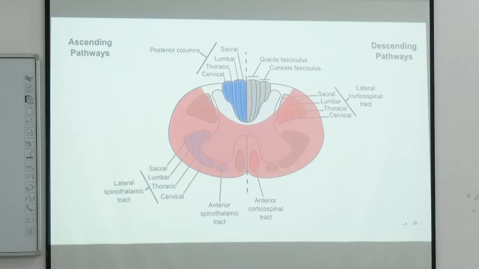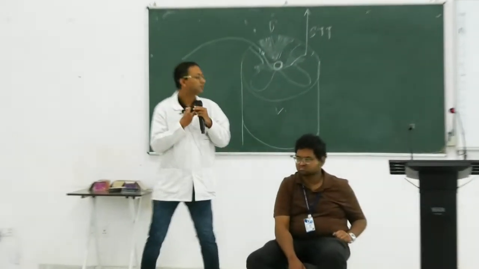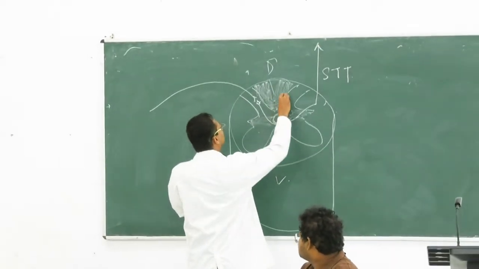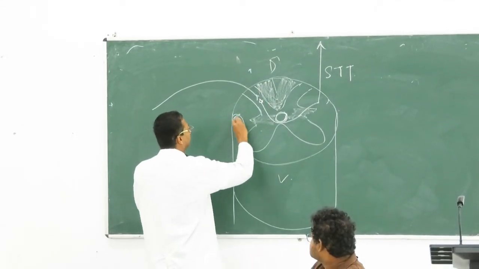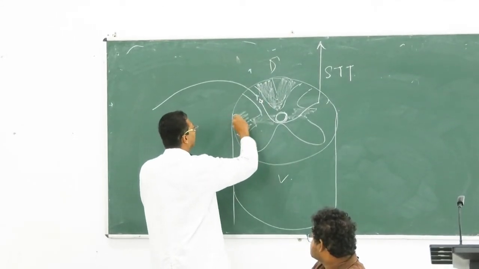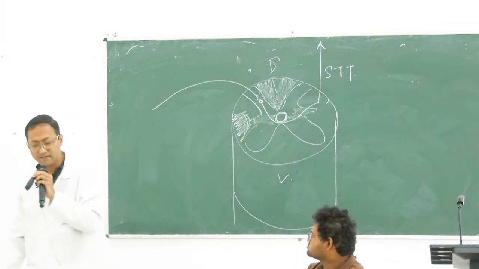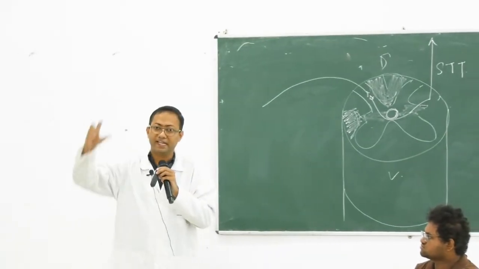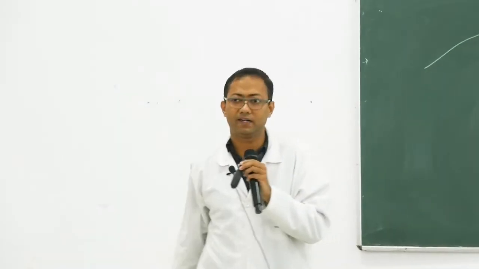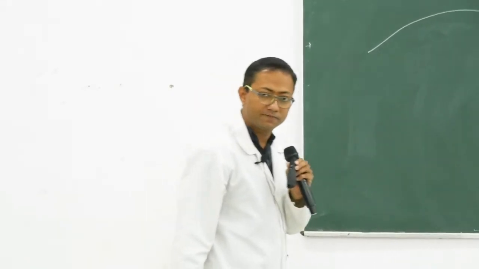So if we transversely cross-section the spinal cord, you will see this is the dorsal column, where the proprioceptive fibers are ascending, and here is your lateral spinothalamic tract. These two are the major ascending or sensory tracts. There will be a relay station at the level of the thalamus, and then they will ascend to the cerebral cortex, right?